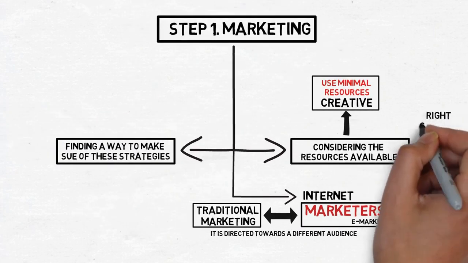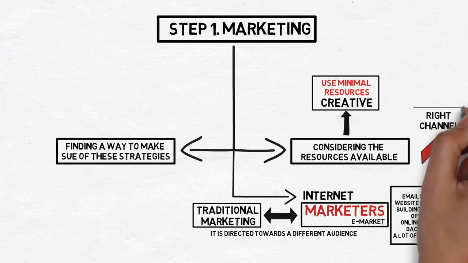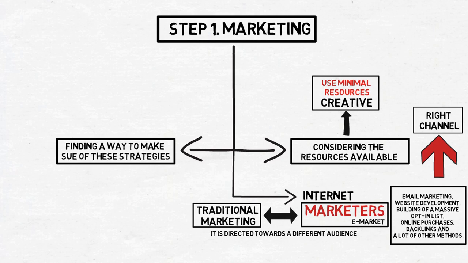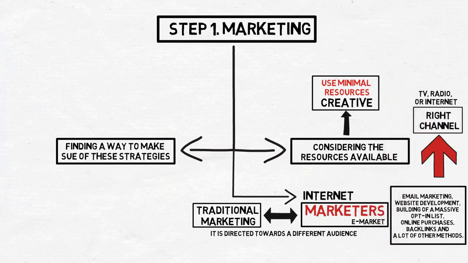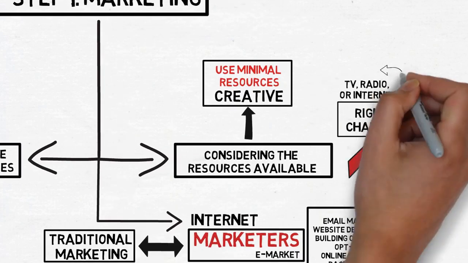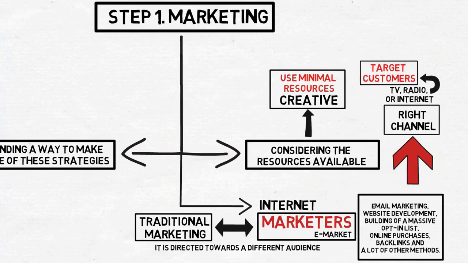Determine the right channel to market the product. Once you have identified the right market for your product, you should now determine the right channel to market it. The channel can be TV, radio, or internet. As a rule of thumb, you should use a channel that is mostly used by the majority of your target customers.